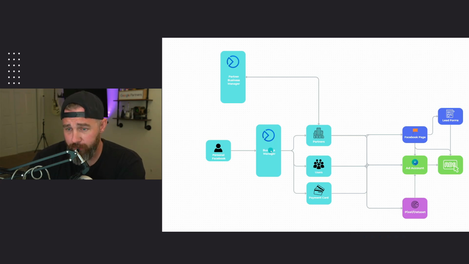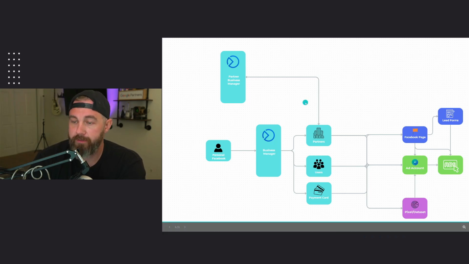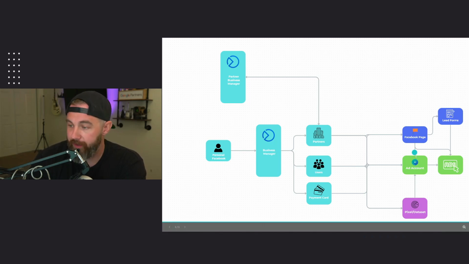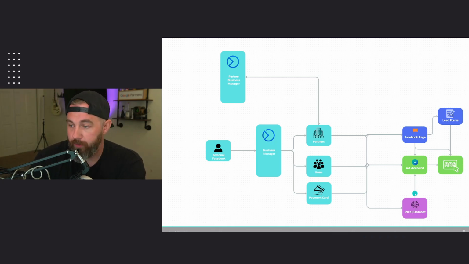So to a Business Manager, you have your partners. Now, partners are essentially other external business managers that can connect to other assets like your Facebook page, ad account, your pixel or data sets. So this is typically you as a marketing agency, or others that are watching this, this would be your marketing agency. Now, you also have users. So you can assign users into your Business Manager that will have access to these other assets. So you have, again, your Facebook page, ad account, pixel, and there's other assets as well, but these are the kind of main ones that we want to talk about.